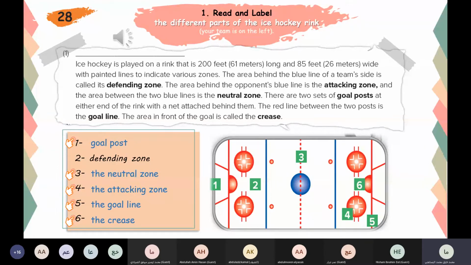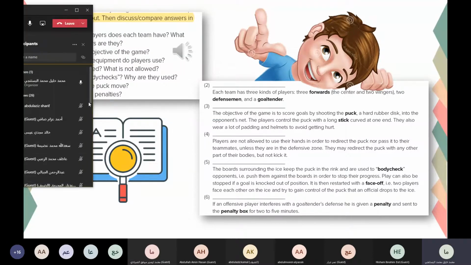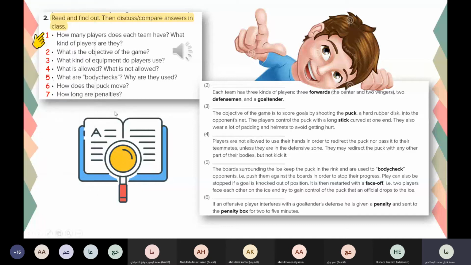Let's move to the next idea. Look here, we have 7 questions. We are going to read them. Then we have to listen in order to answer them. Who can read the first question quickly? Who can read the question? Ahmed Azam, read the first question, please.